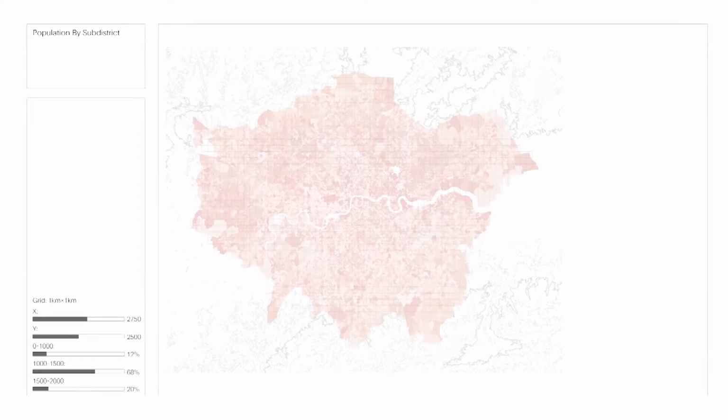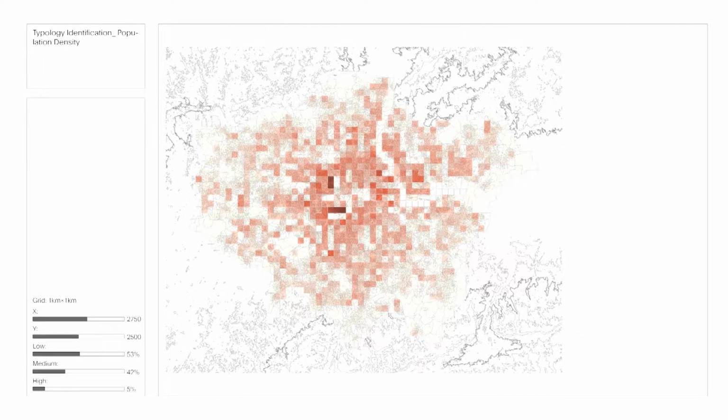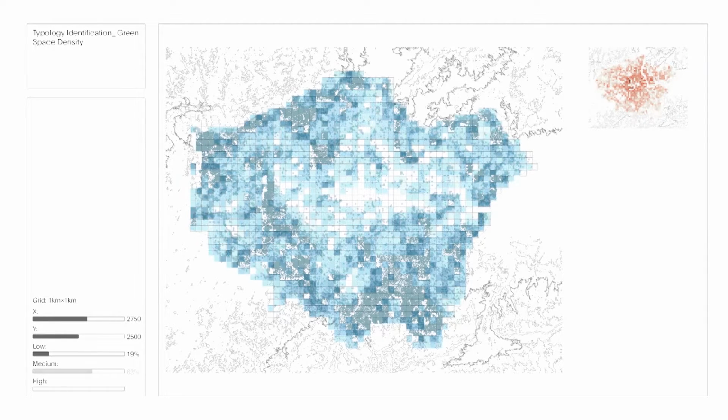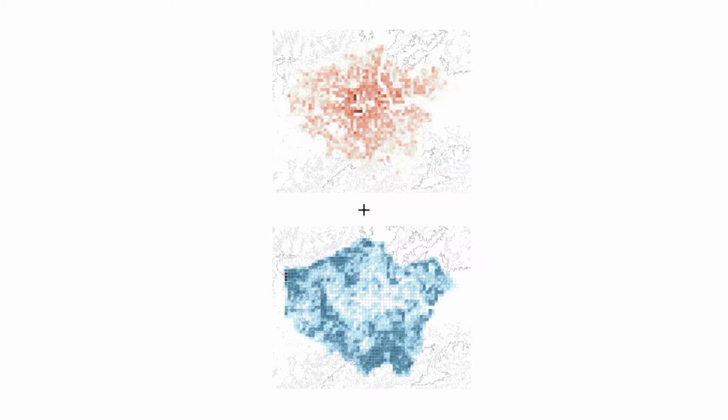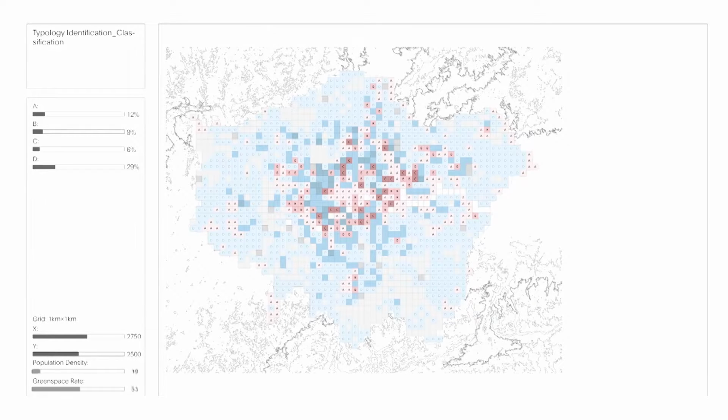Based on the previous chapter, London is analyzed using population and green space density. The city is divided into a 1 km square grid and assigned a scale ranging from low, medium, and high, respectively. These datasets are overlapped and a map consisting of 8 typologies is generated, each with a unique combination of population and green space density, allowing for the creation of targeted strategies which respond to the specific needs for each development.